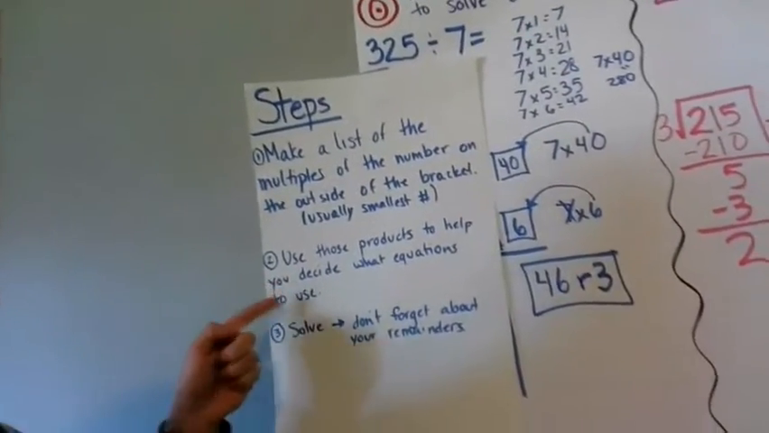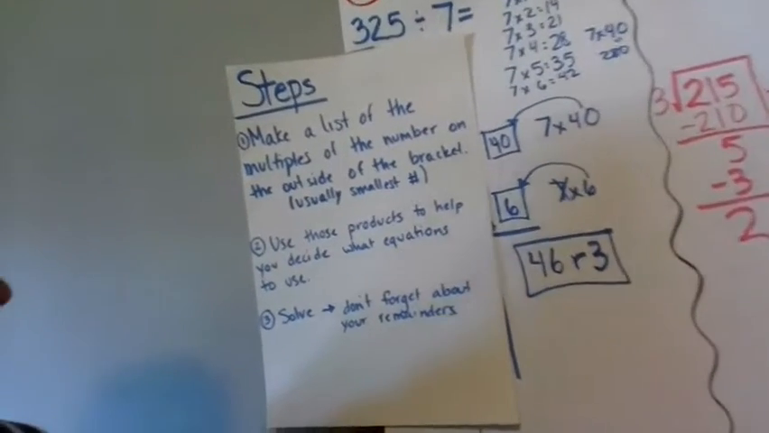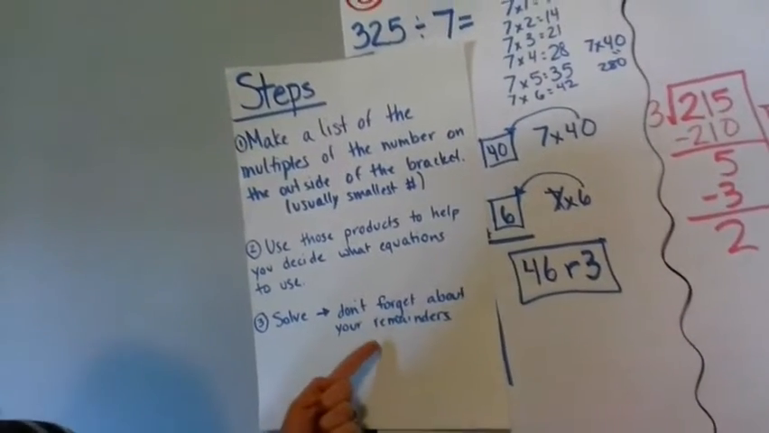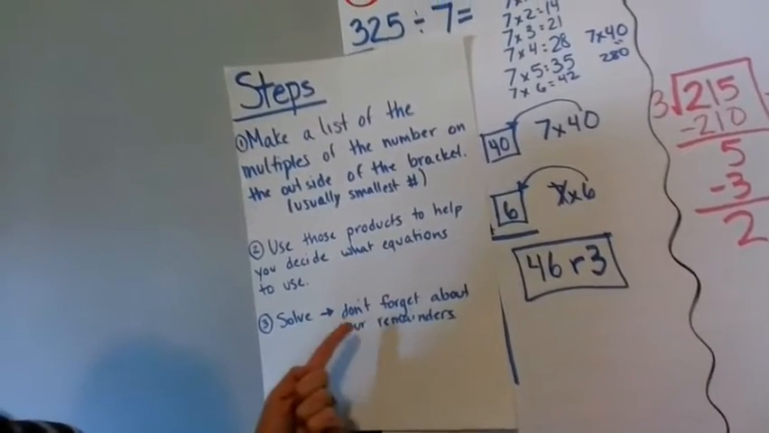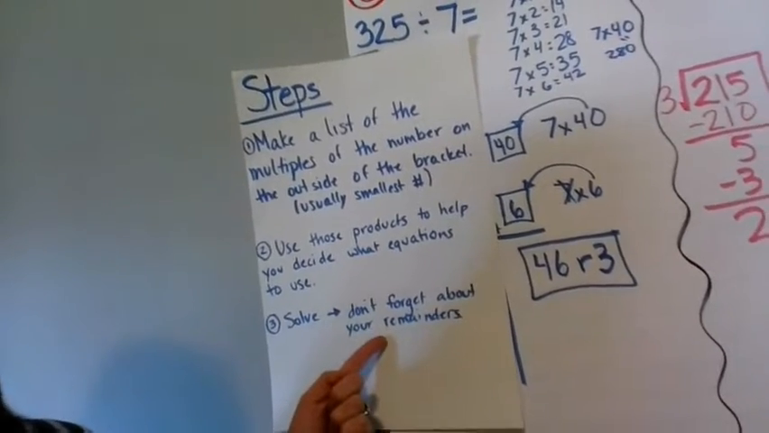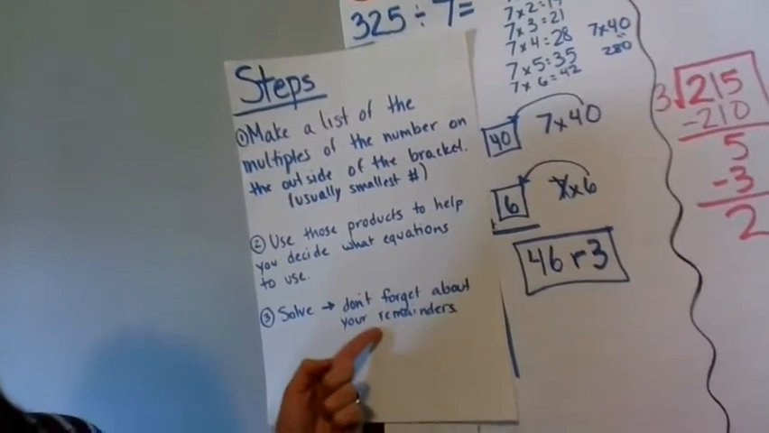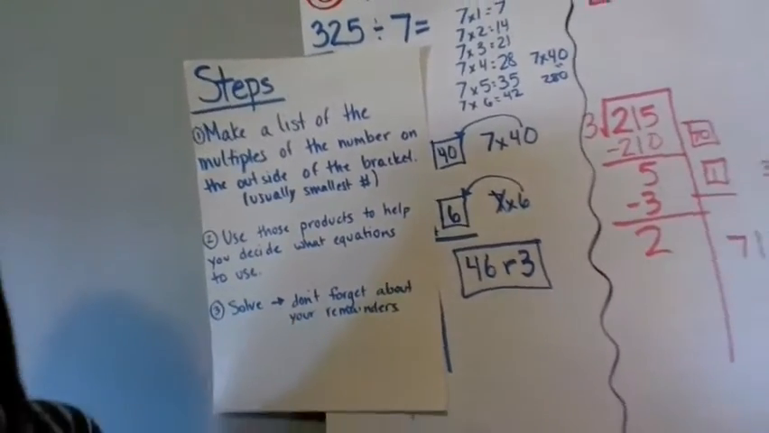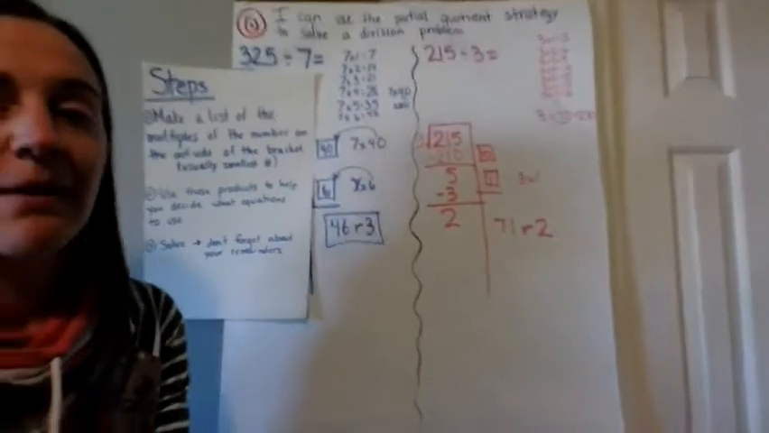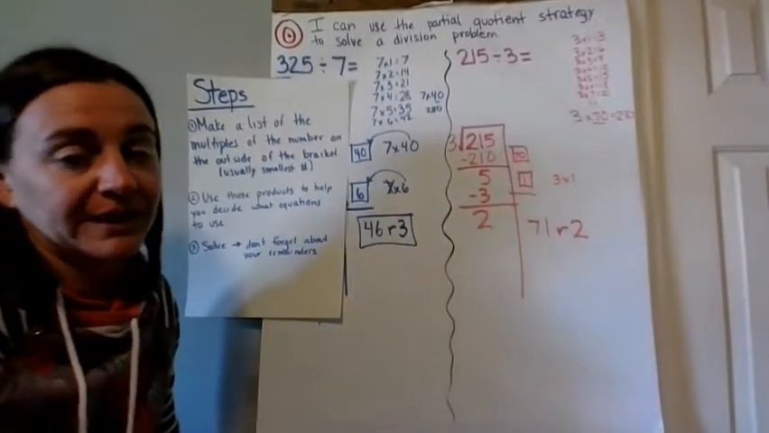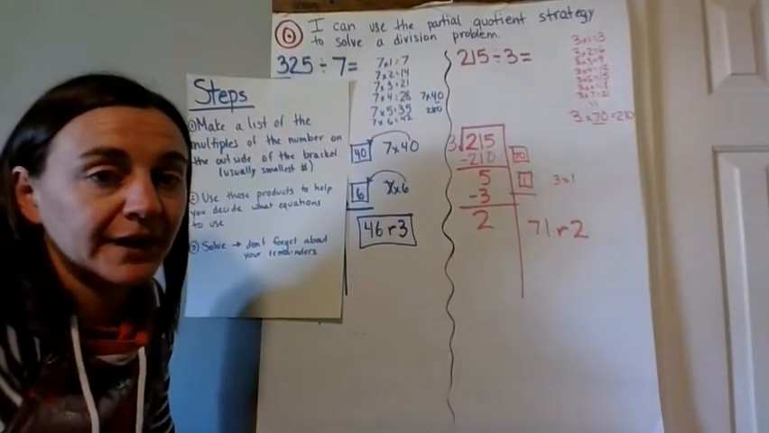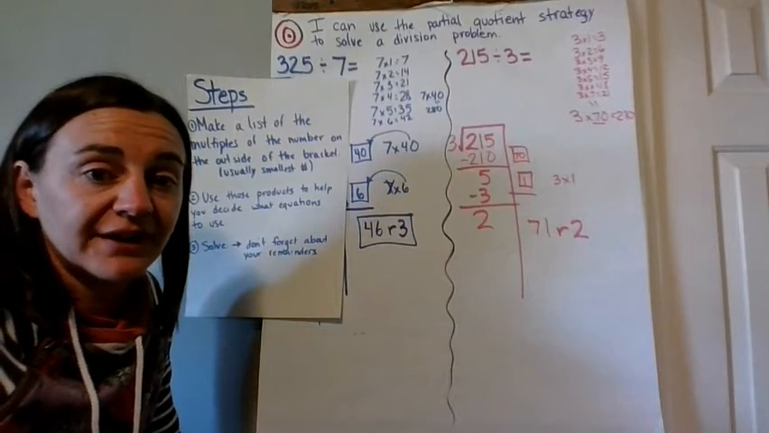Use those products to help you decide what equations to use and then solve. Don't forget about your remainders. Remainders are really important. They can make all the difference in the problem, especially with a story problem if you're trying to figure out how many boxes of something to get. Okay, let your teacher know if you have any questions.